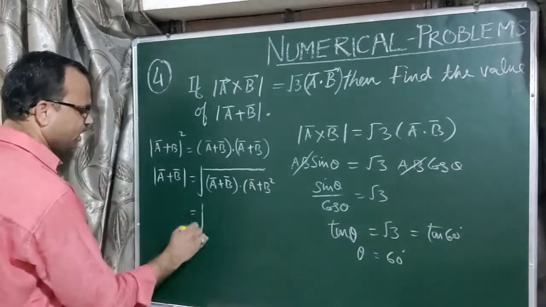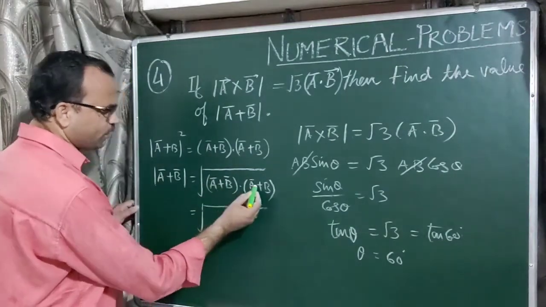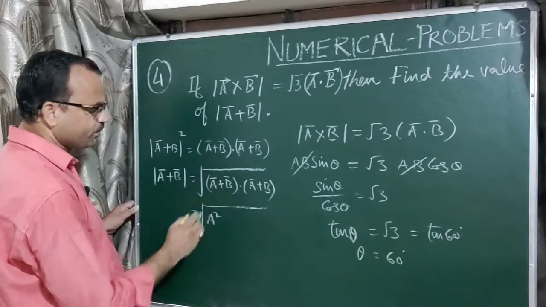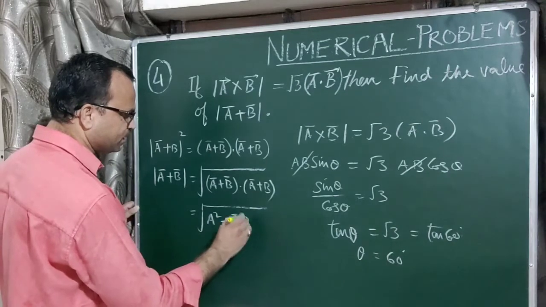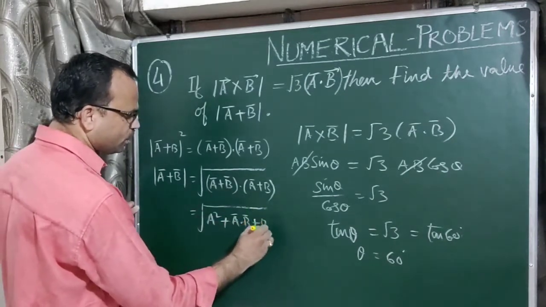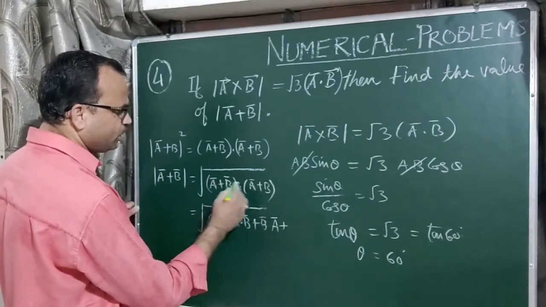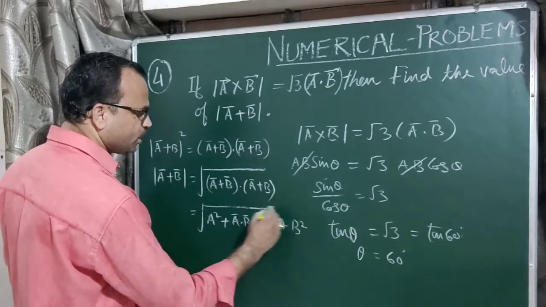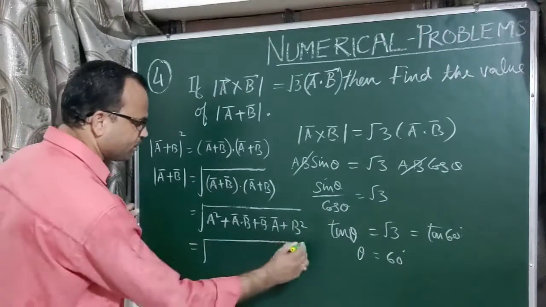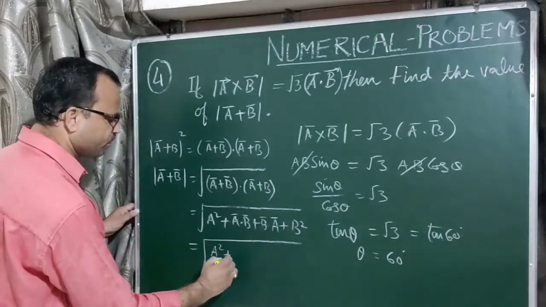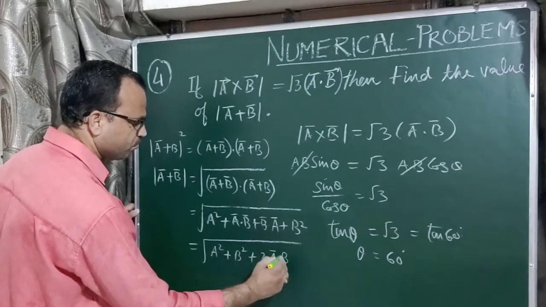Now simply solve this. A vector dot A vector means A square, plus A vector dot B vector, then B vector dot A vector. After that B dot B means B square. Since the dot product of a vector with itself is the square of its magnitude, this can be written as A square plus B square plus twice A dot B.